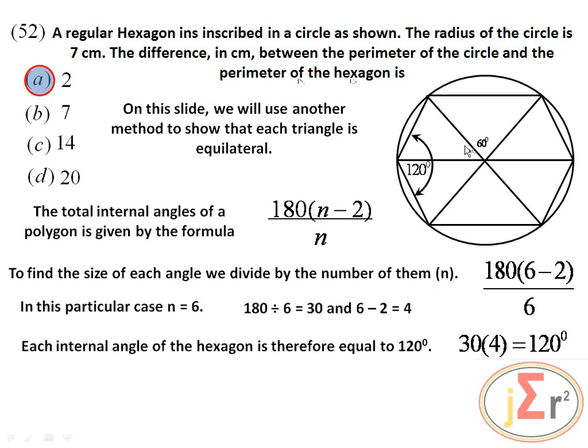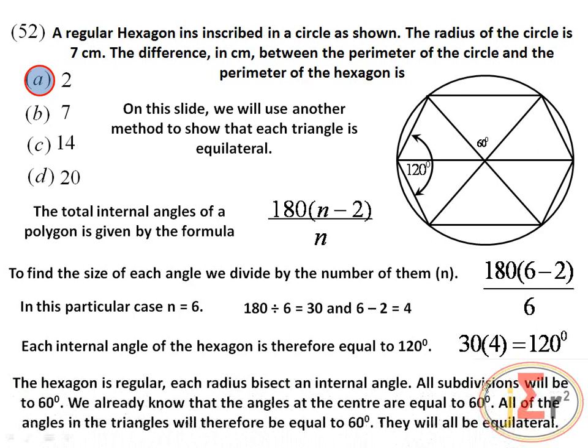Like that. So one internal angle or interior angle. The hexagon is regular. Each radius bisects an internal angle. All subdivisions will be 60 degrees. We already know that the angles at the center are equal to 60 degrees. All of the angles in the triangles will therefore be equal to 60 degrees. They will all be equilateral, that is, all of the triangles will be equilateral.